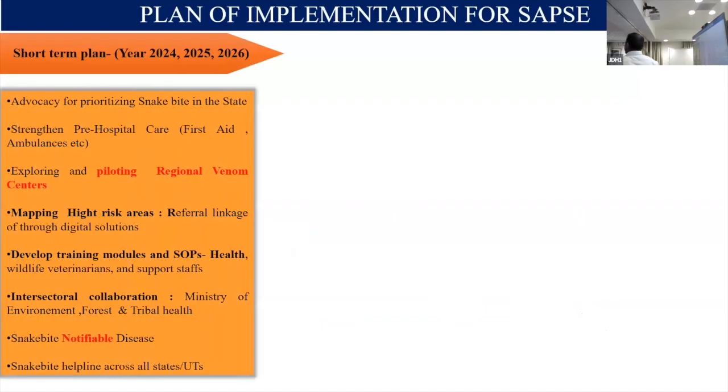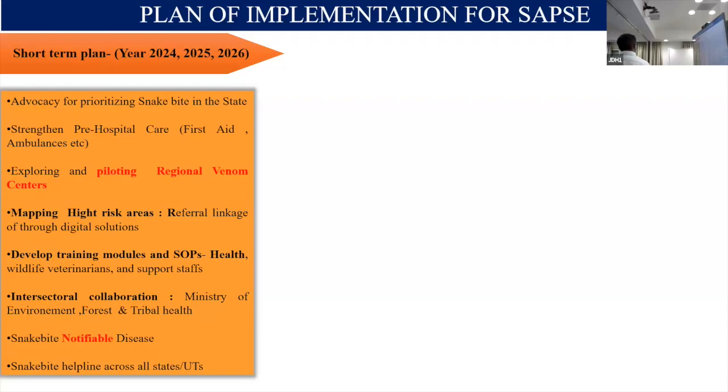So for each year till 2030, to reduce the deaths by half, we have created some action points. First is the regional venom centers. Basically, India currently has a polyvalent antivenom which targets four snakes: the cobra, the common krait, the saw-scaled viper, and the Russell's viper. But India has some range restricted species, like in the northeastern states, where the green pit vipers, the hump-nosed pit vipers, and the monocled cobra are common.